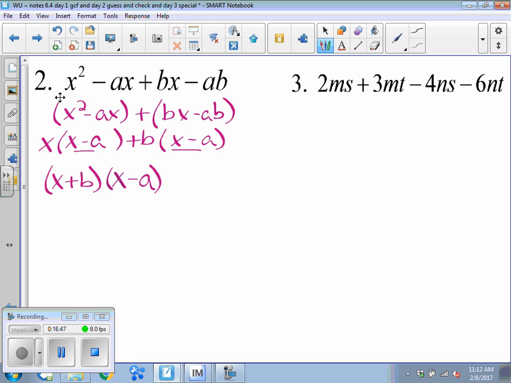All right, let's look at number 3. In number 3, same thing. We're going to group the first two and group the second two, except that when we group the first two, 2ms plus 3mt, I said you need to have a plus in between your groups. So plus, this is negative 4ns minus 6nt.